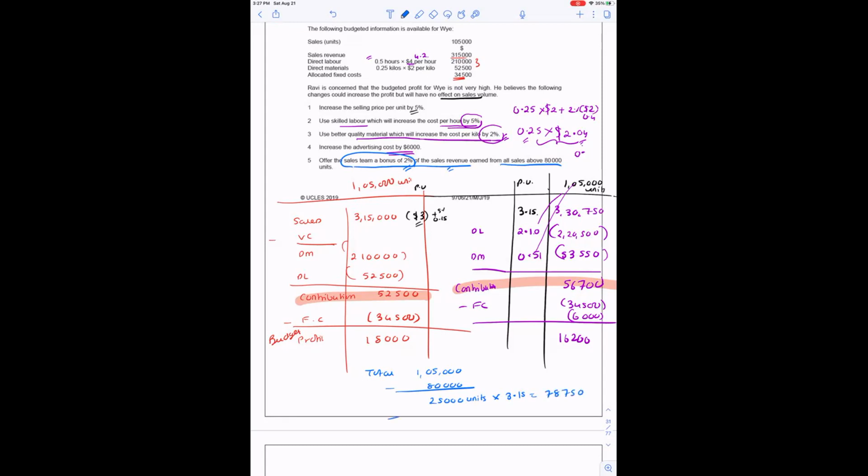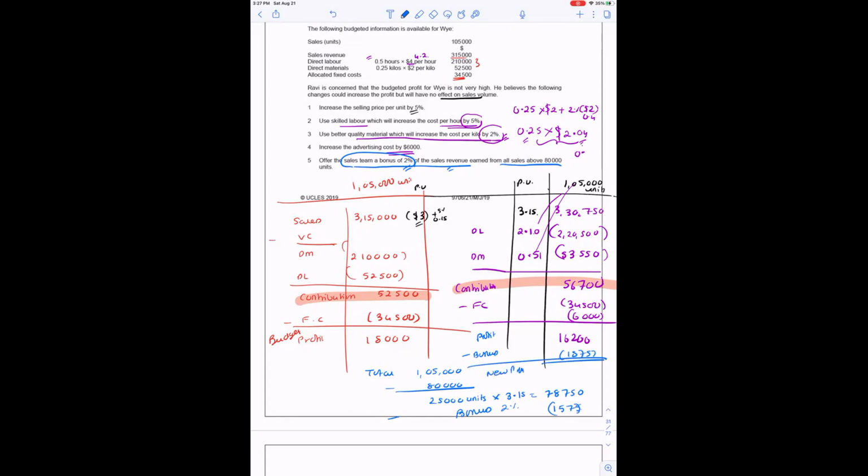You're going to give them a bonus of 2%. That is 2% of 78,750. It is coming up to 1,575. So this is the bonus that you're going to give them. It is an extra cost that you're incurring. This is the profit. I'm deducting the bonus also, 1,575. So I have the new profit.